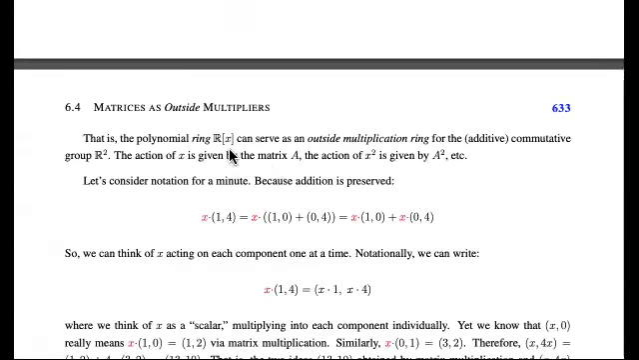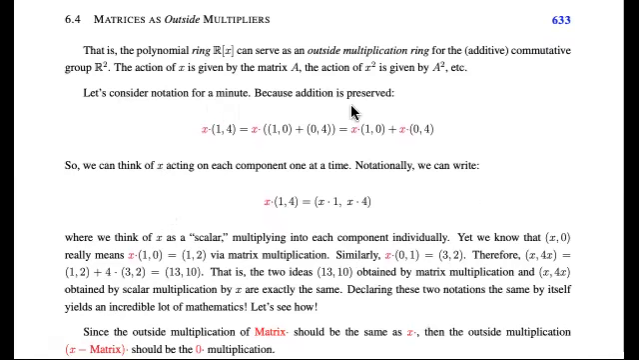We're working with the ring R[x], so polynomials with coefficients in R. And we can think about a vector space as being a module then, because the polynomials in x are not a field. However, it's a ring, and we can think of a vector space like R2 as actually being a module with outside multiplication in R[x], so polynomials in x, which is kind of nice.